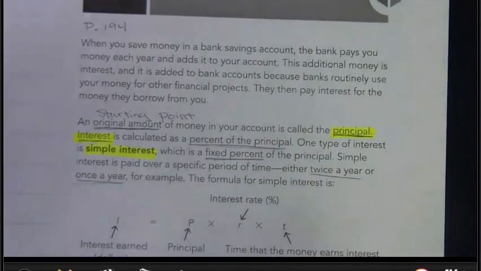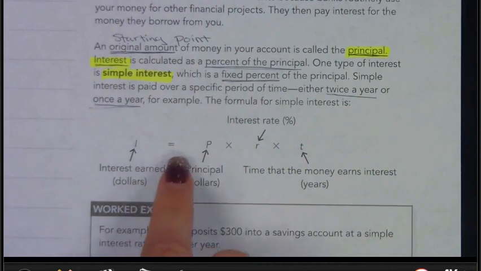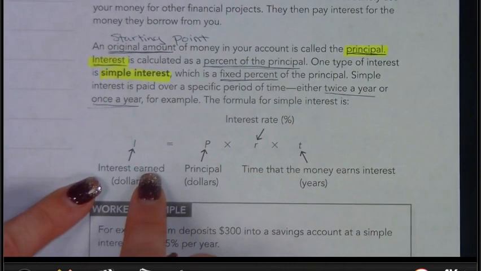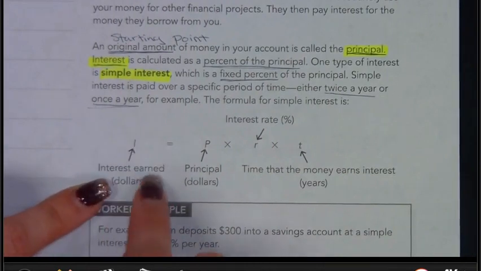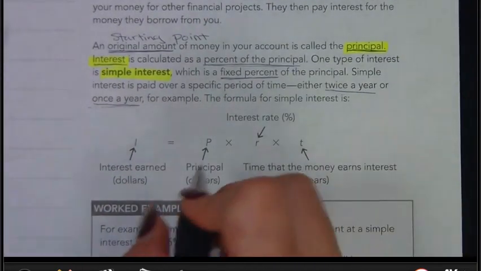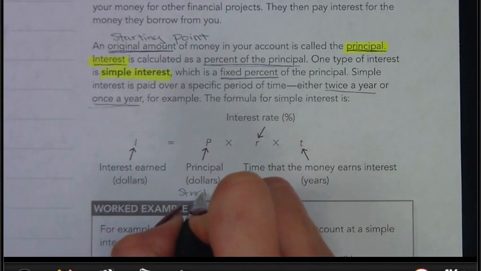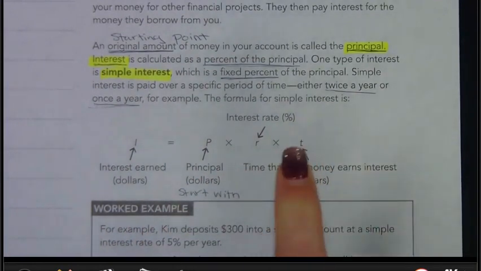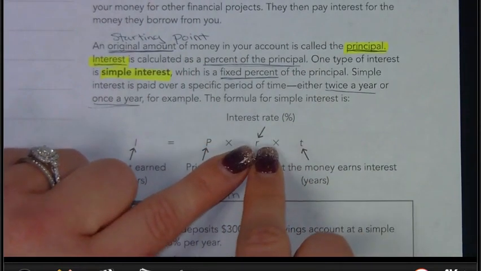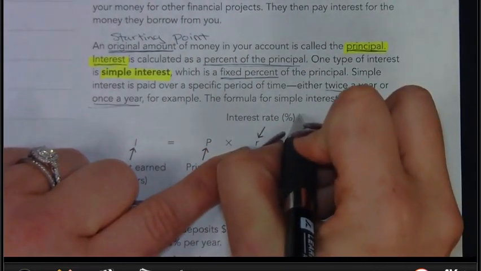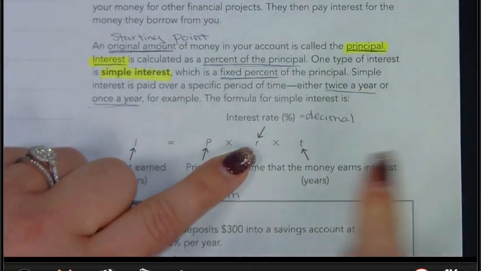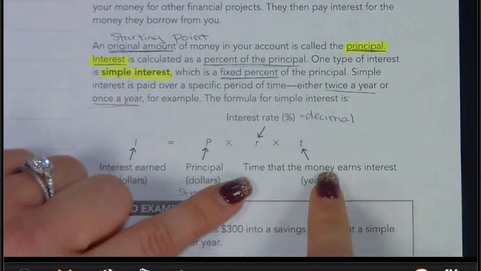For example, the formula of simple interest is shown: I equals PRT, where I is the interest earned in dollars. So this is how much the bank's going to pay you to borrow their money. P is the principal. This is what you start with. R is the interest rate. It's as a percent. And remember, when we're multiplying with a percentage, we need to change this percentage to a decimal. And then T is the time that money earns in interest.